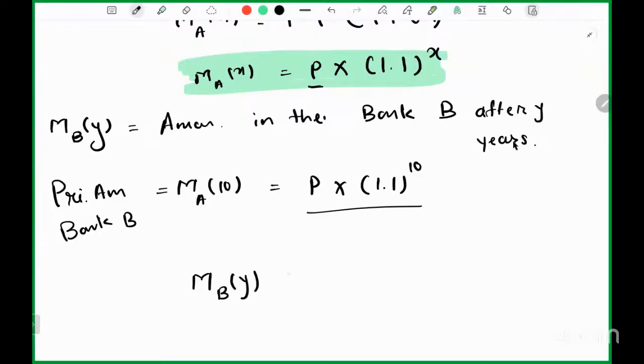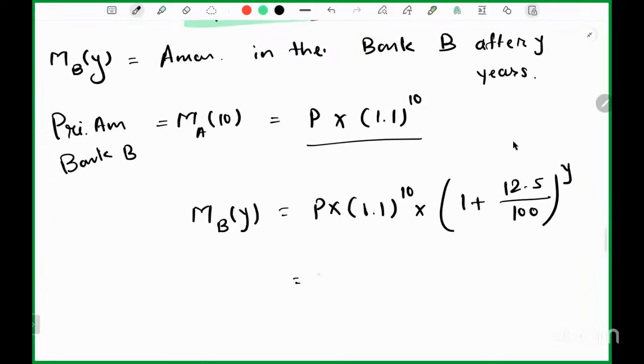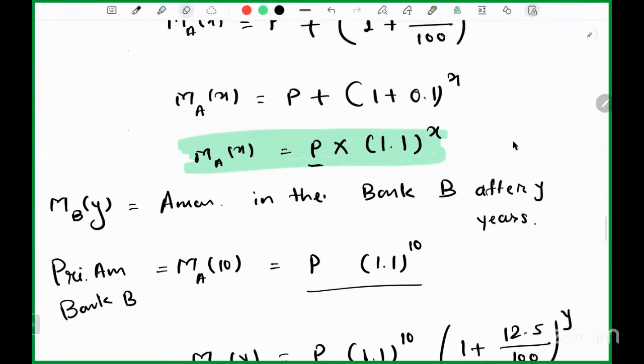So this function will look like that P into 1.1 to the power 10 into 1 plus, here the interest rate is given to be 12.5. So that is interest rate is 12.5 upon 100 into Y. Right. So we can solve it. So it's P into 1.1 to the power 10. I'm sorry, we have plus here. So this is plus actually.